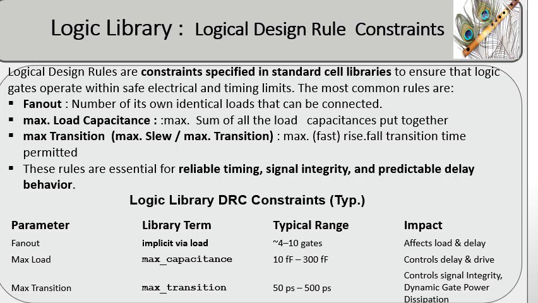Excessive fan-out or load can also cause poor logic level integrity, making signals more susceptible to noise and reducing reliability. Slow transition times further increase short-circuit power and can adversely affect the performance of downstream gates. These effects collectively degrade overall system performance and may lead to timing violations in critical paths. Therefore, adhering to logical design rules is essential to maintain predictable timing, signal integrity, and robust circuit operation.